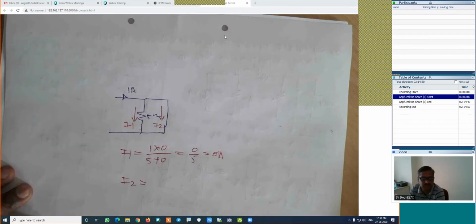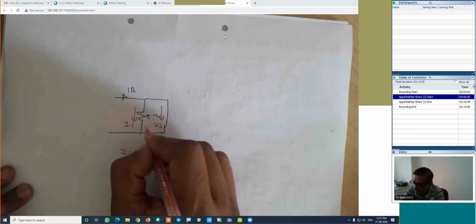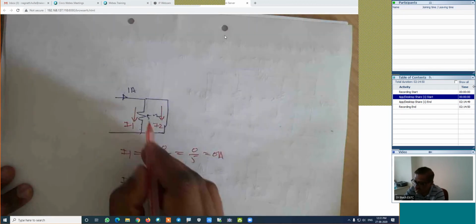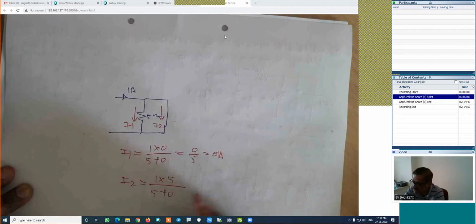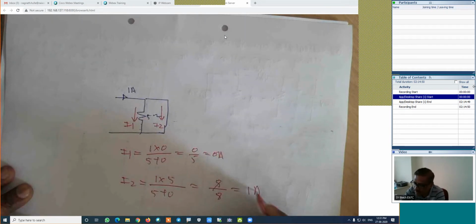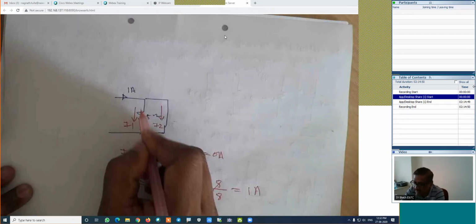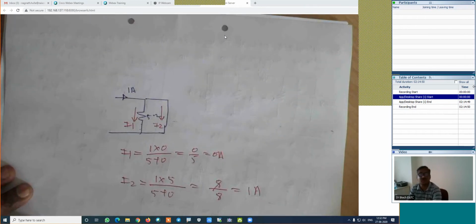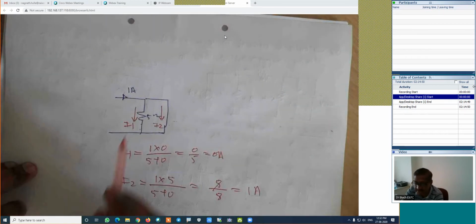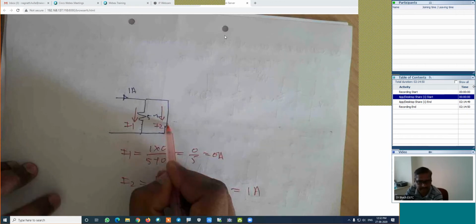How much is I2? Total current 1 into resistance of the opposite branch. To find the current in this, the opposite is 5, divided by resistance of both branches, 5 plus 0. This is 5 ones are 5, divided by this 5, which is 1 ampere. Almost the complete current will flow through this path. No current is coming by this path. Whenever there is a short circuit parallel to any branch, we should not neglect it, because it is a serious concern. Is it right?